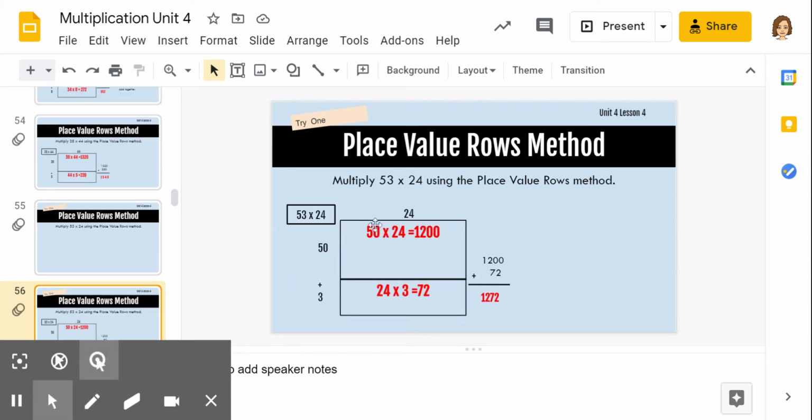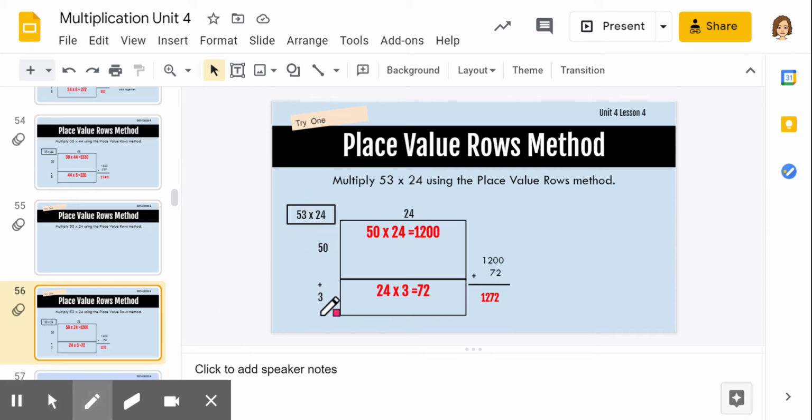All right, so it doesn't matter which one you break apart. I kept it consistent. I broke apart the first number into a 50 and a 3, and I kept the 24 the same. So that's 50 times 24, and I got 1200. I just did basically 24 times 5, okay? And I got 1200, and then I did 24 times 3, and I got 72. I added those together, and I got 1272 as my answer, and hopefully you got the same answer.